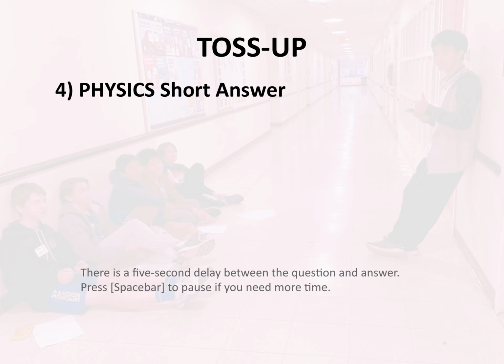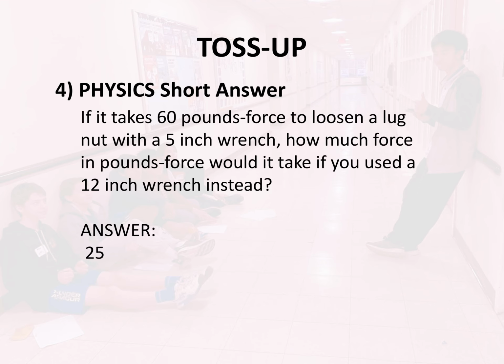Toss-up 4. Physics. Short answer. If it takes 60 pounds force to loosen a lug nut with a 5-inch wrench, how much force in pounds force would it take if you used a 12-inch wrench instead? Answer, 25.